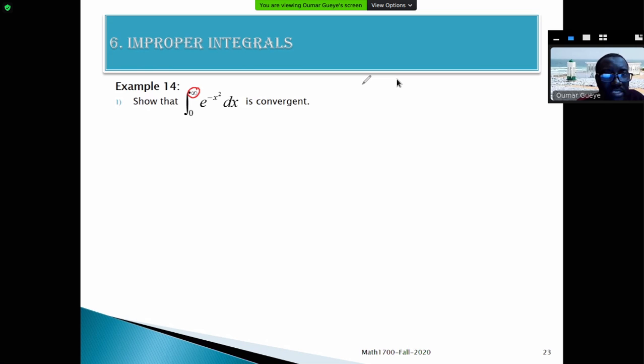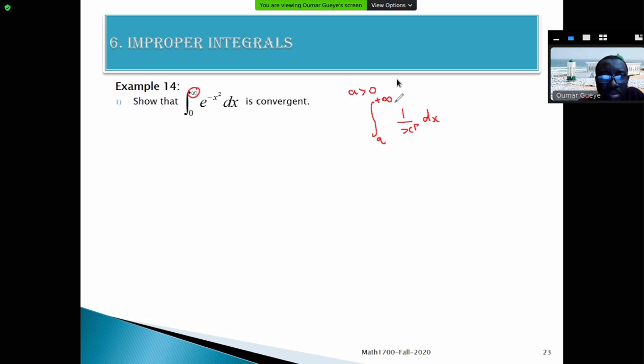And what the first p-test says is, if you have a, which is a positive number, the integral from a to positive infinity of 1 over x to the power p dx converges if p is greater than 1. That's what the first p-test says. So we have to compare our integral with an integral similar to this with the right p in order to be able to conclude.